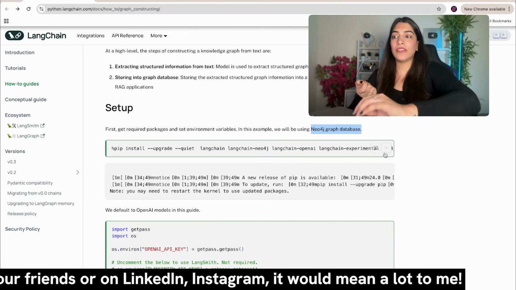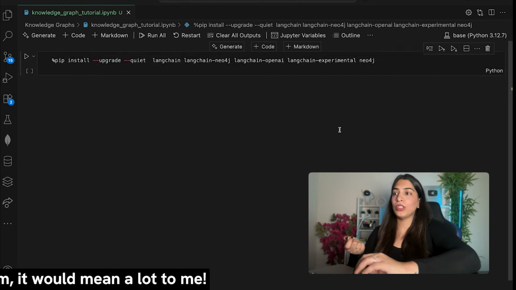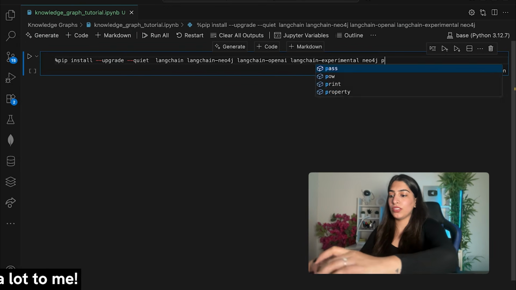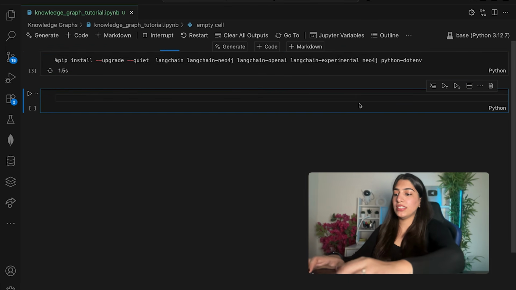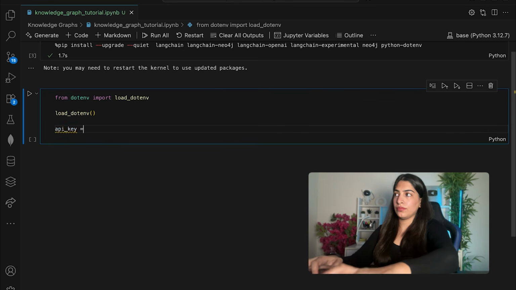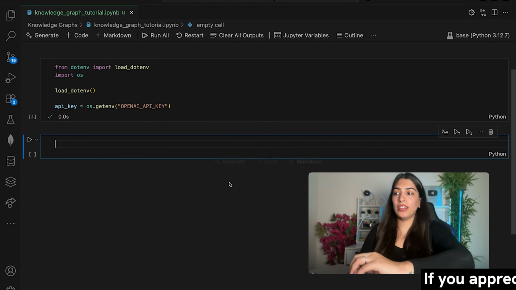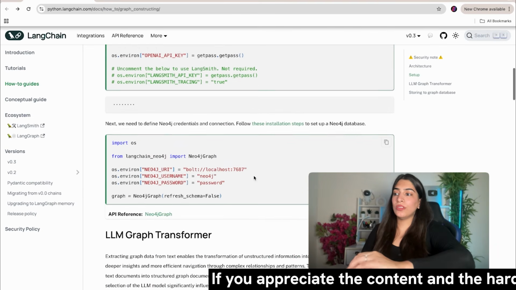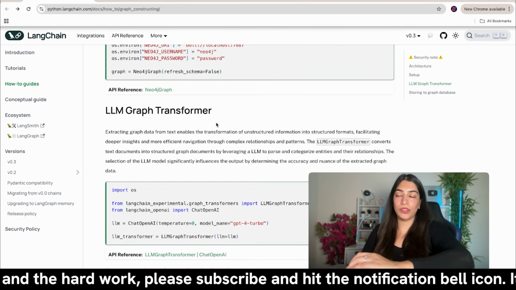So let's get started by first installing all the packages, and we will also need the OpenAI API key, and I'm going to be loading that from our environment variable. So I'm just also installing python-dotenv. Let's install all the packages and then load our environment variables. And we have loaded our API key from our environment variables as well. Setting up the Neo4j part we are going to do later. Let's for now focus on our LLMGraphTransformer.